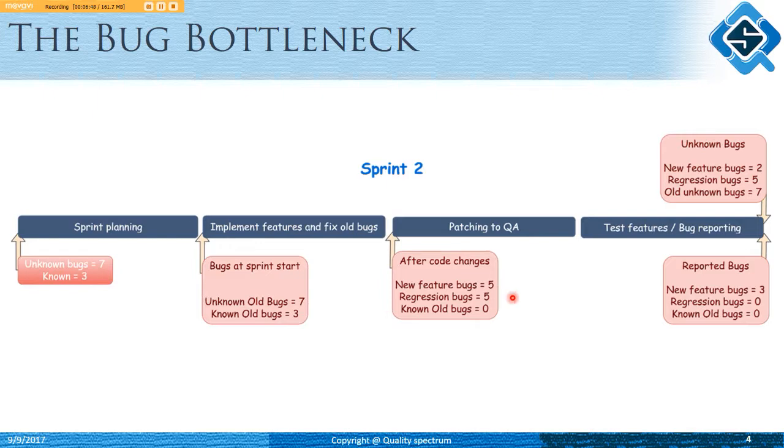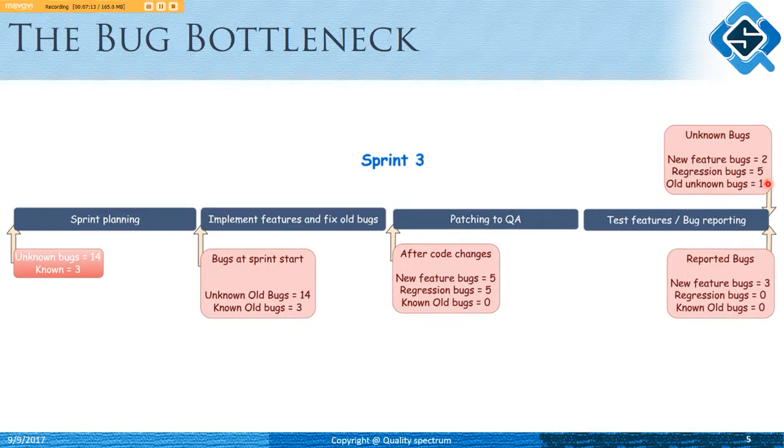We move on to the testing cycle again, and again, as from the previous one, we do capture some feature bugs, but the regression ones, because we are not able to do regression enough or nothing at all, we don't capture anything, and the unknown bugs add up to 14 issues from 7, and this keeps building on in the third cycle as well.